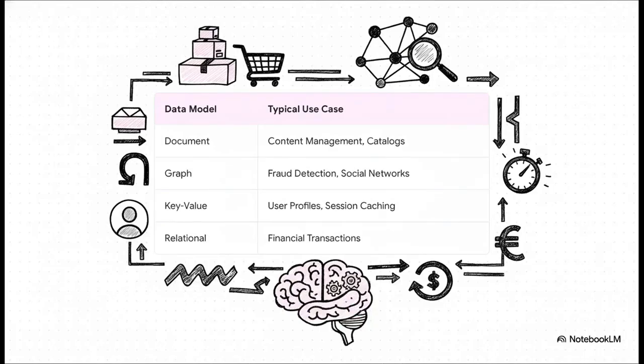And this is where the power really becomes obvious. See, different data models are best for specific jobs. The document model? It's perfect for things like content management or product catalogs. The graph model is amazing at finding hidden connections for fraud detection or social networks. Key value is all about speed, lightning-fast lookups for user profiles. And yeah, you can still handle your traditional financial stuff with a relational model. The crucial point is, you get all of this in one database with one query language on one platform.